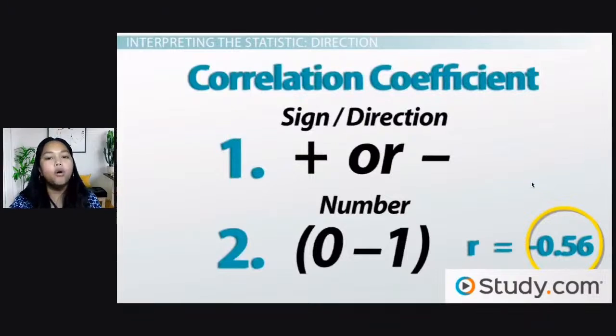Now, in your correlation coefficient, you'd always have a sign. It's either positive or negative. And a number, the number should be from 0 to 1. Okay, dapat yung number would be from 0 to 1. So again, in your correlation coefficient, you should have a sign, po pwedeng positive or negative. And of course, 0 to 1 yung magiging number.